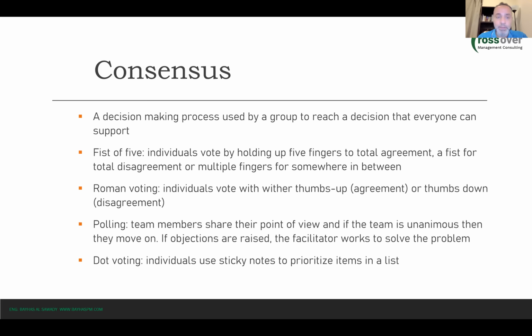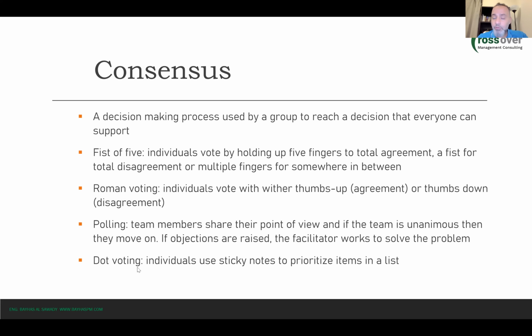So basically this is the tool. We vote by 5 fingers. Another simple tool is the Roman voting. The Roman voting is either you agree or you disagree, or sometimes you can also indicate sideways, which means that you are neutral, you don't agree or disagree. Or we can do a polling, a survey. So basically we make a poll, and everyone indicates whether they agree or disagree with this poll.